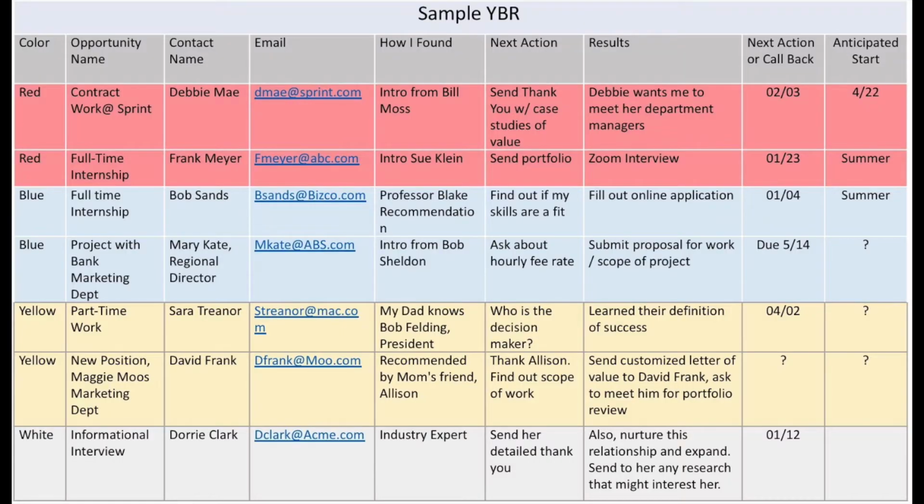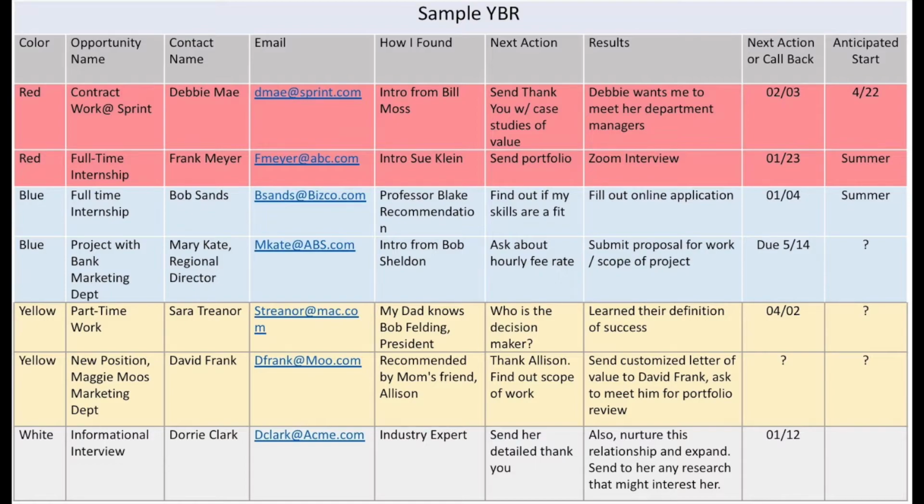In Module 6, which is where we're at now, we're going to be talking about the YBR, which is the second spreadsheet you use in following the economy of one process. So let's just talk about what is a YBR. A YBR is a yellow, blue, red spreadsheet, and it really represents a pipeline that you are using to take one opportunity and qualify it to the next stage.